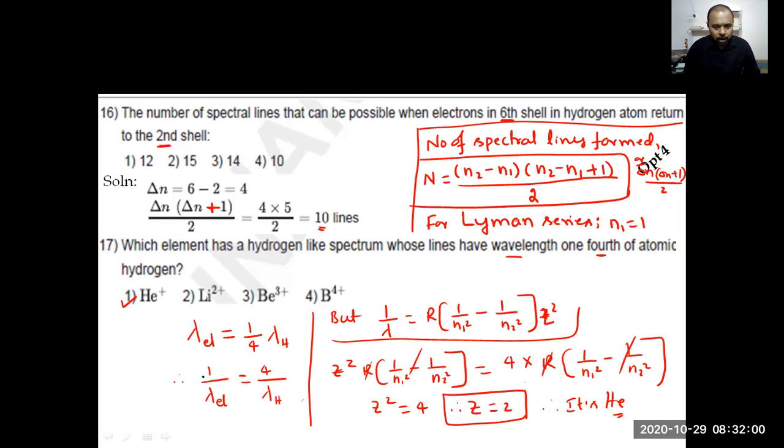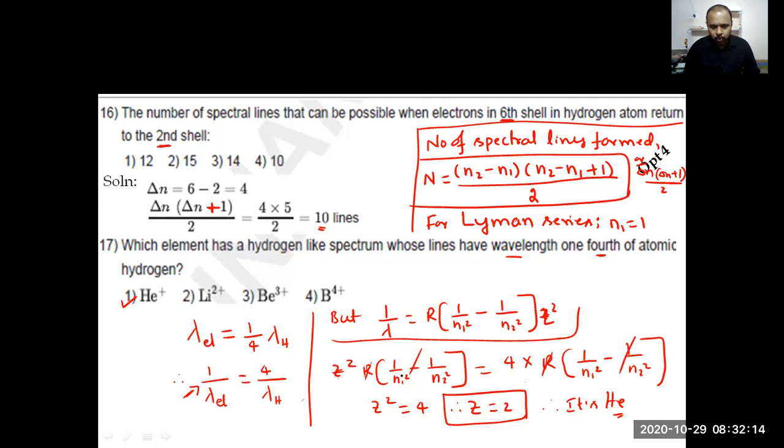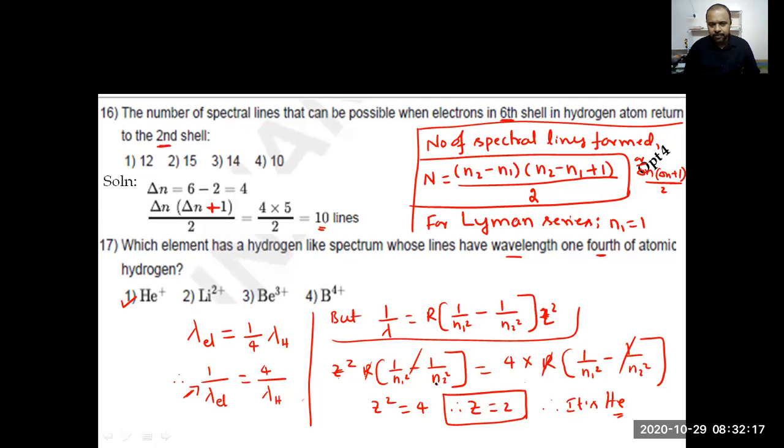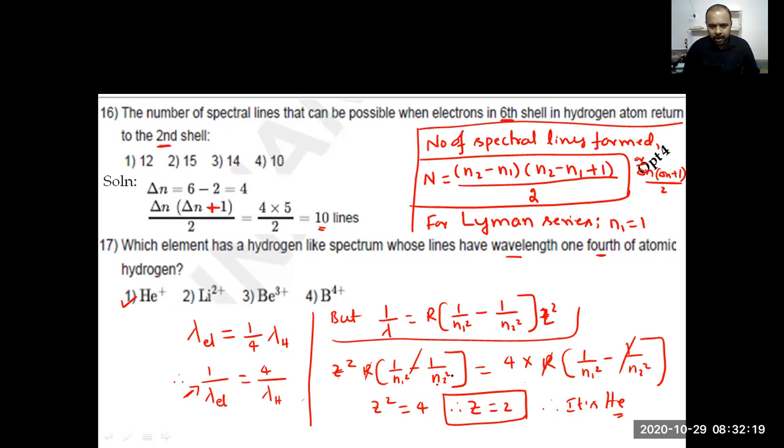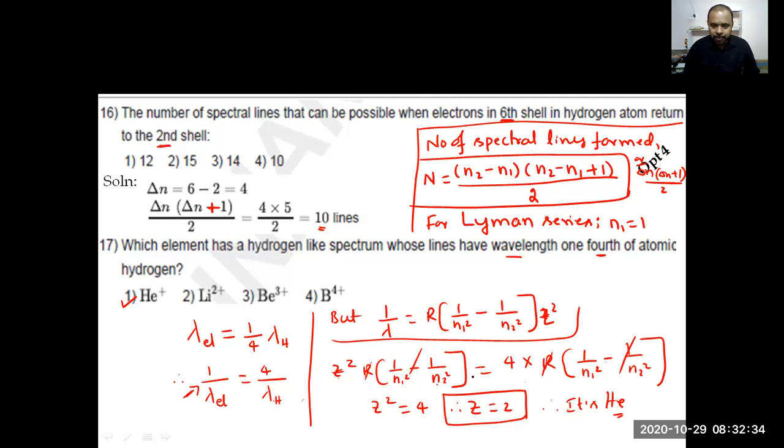So therefore, 1 by lambda of element is nothing but this equation. Yes, sir. What is the equation? Z square into R into this. So 1 by lambda of element, I've written it as Z square into R into 1 by n1 square minus 1 over n2 square. And that is equal to 4 into 1 by lambda of H. For H, what is Z? 1. So 4 into R into 1 over n1 square minus 1 over n2 square, and this quantity will cancel. So Z square becomes equal to 4.